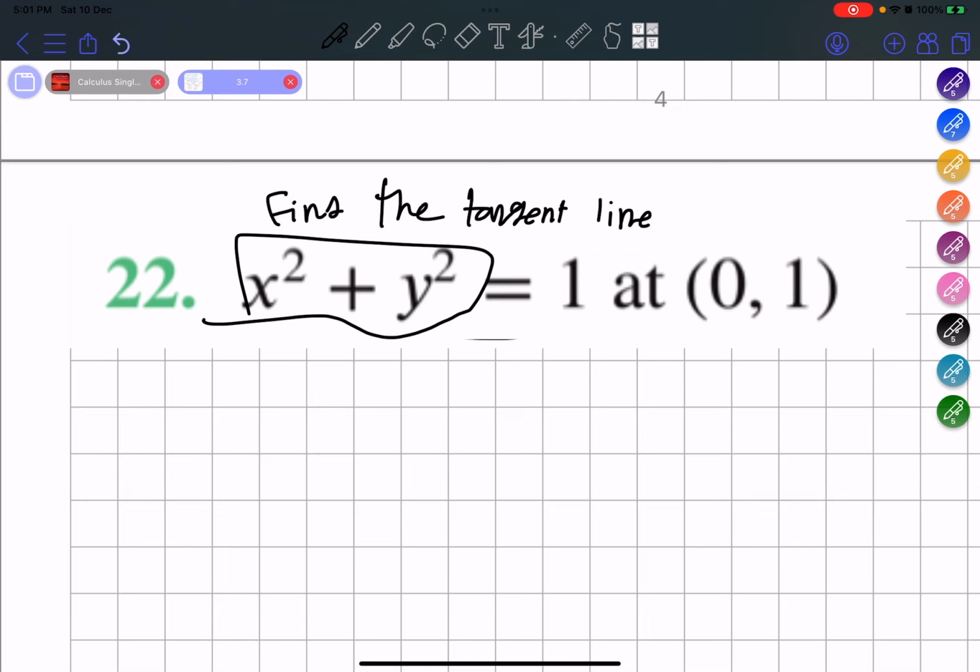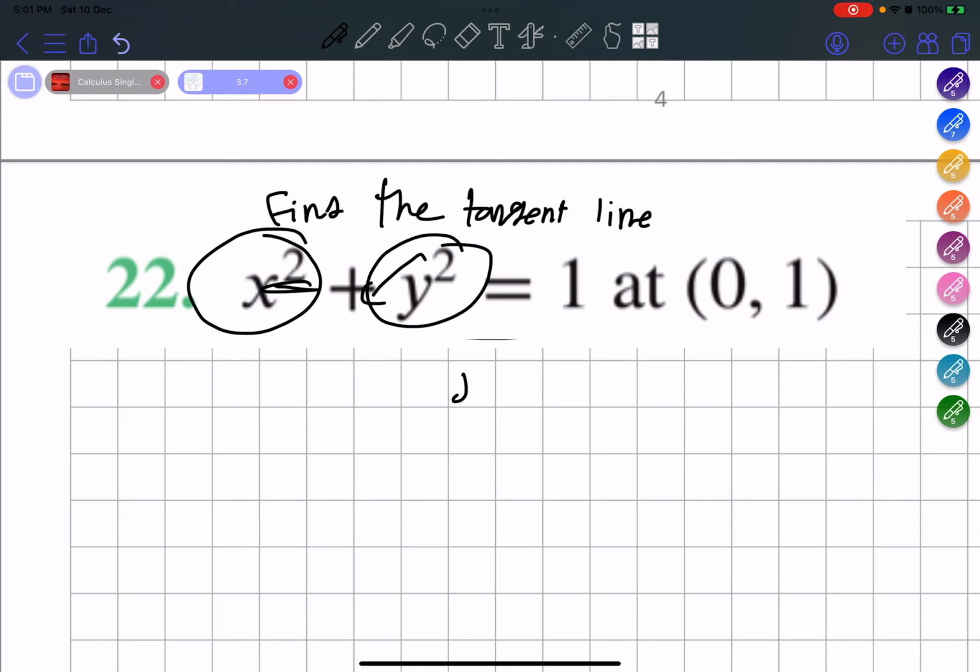So we will follow three rules. First rule is, if you have an x, just derive it using the power rule. If you have a y, again derive it using the power rule, and then add a dy over dx beside it. Finally, the last rule is to find the derivative of the right-hand side. Now we may start solving the question.